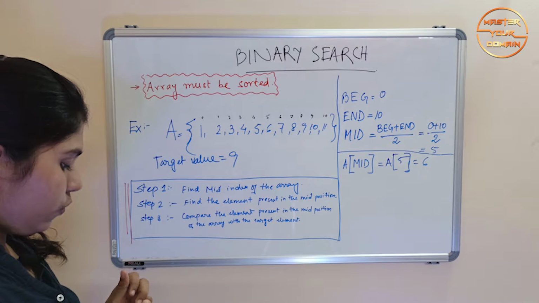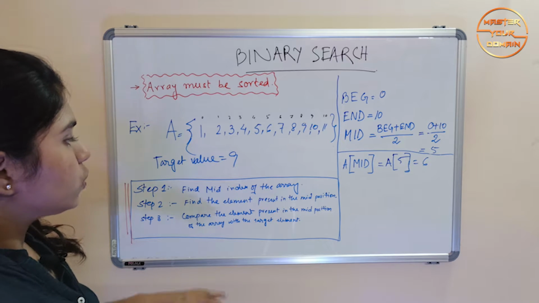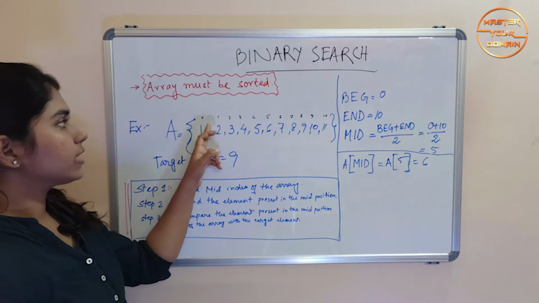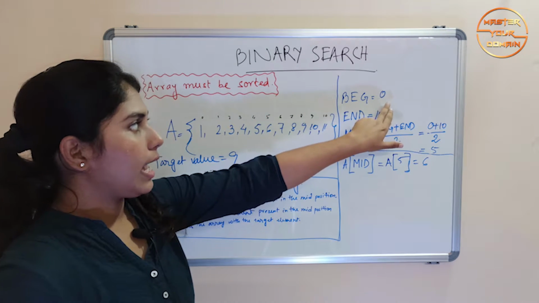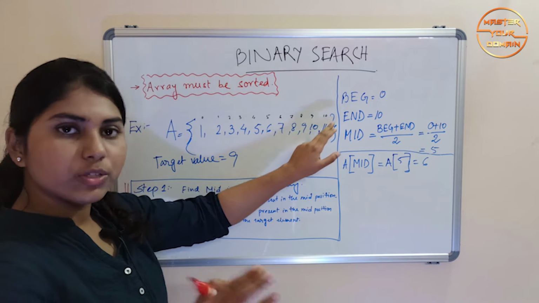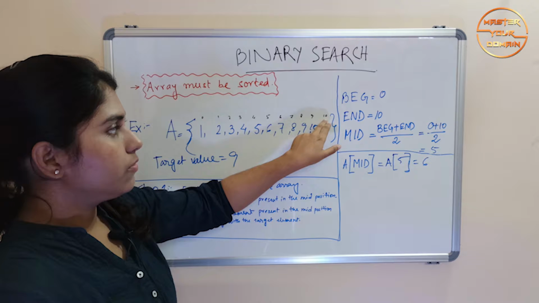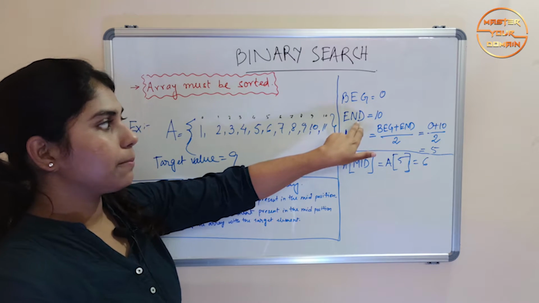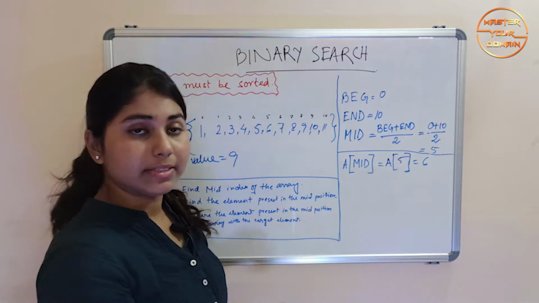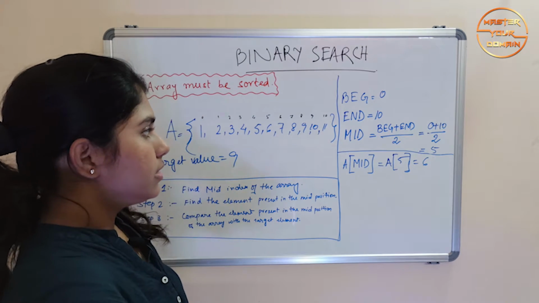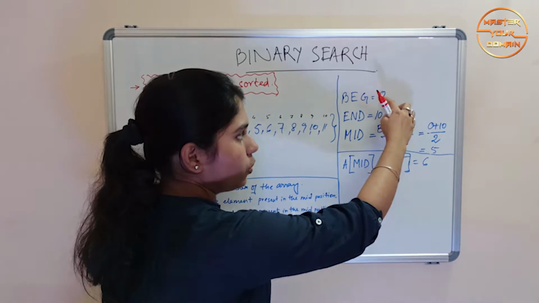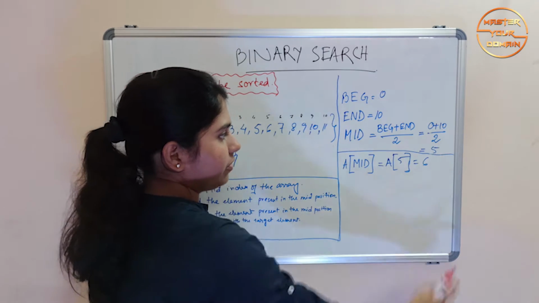The first step is to find the mid index of the array. To find the mid index, we first need the starting index of the array, that is 0, stored in a variable called beg. We also need the last index of the array, which is 10, stored in a variable called end. This is the formula to find the mid index: mid is beg plus end minus beg divided by 2, that is 0 plus 10 divided by 2, that is 5.